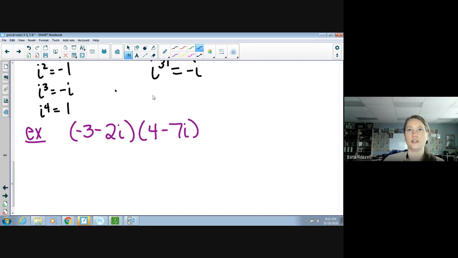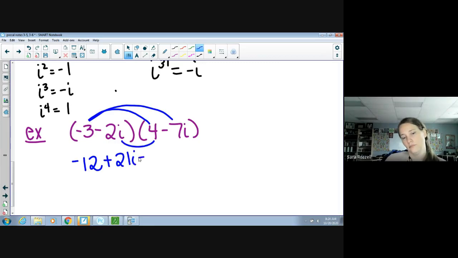When you see this, we just distribute as always. But if we end up with a power of i, we have to replace it with one of our numbers here. We don't want anything past the first power in our final answer. So we have negative 12 plus 21i minus 8i plus 14i squared, because there were two i's there.